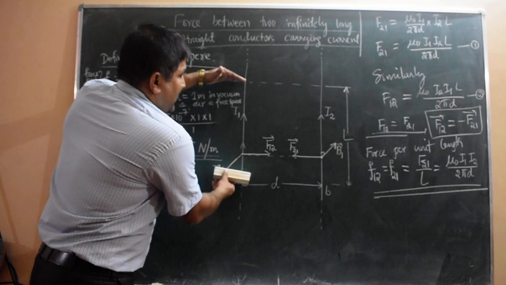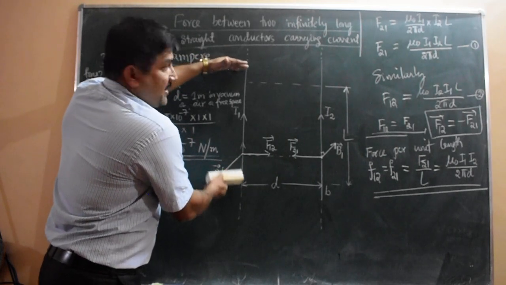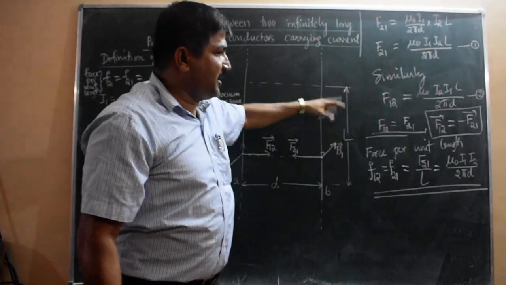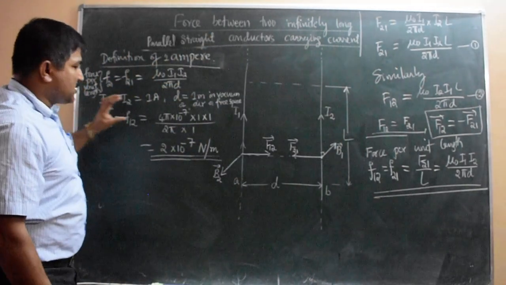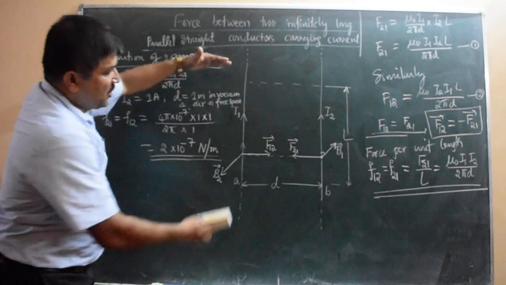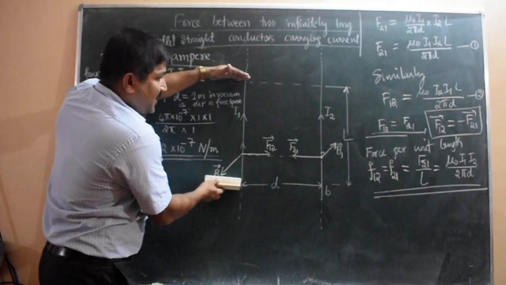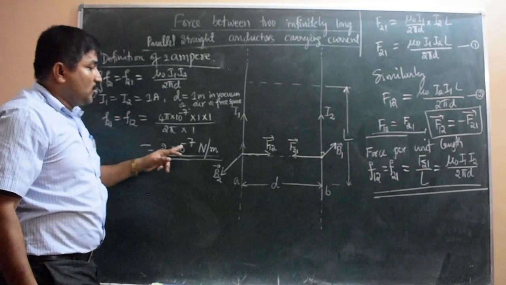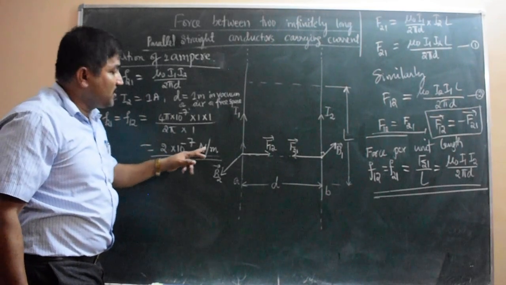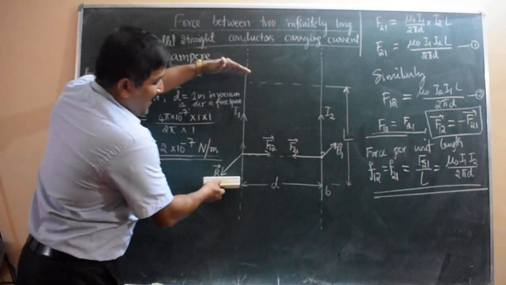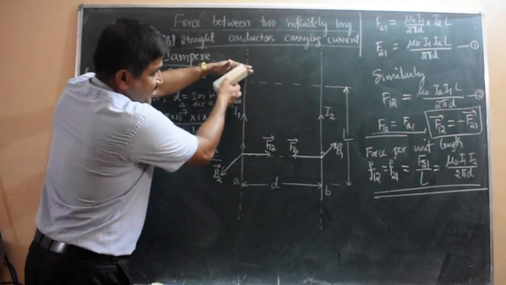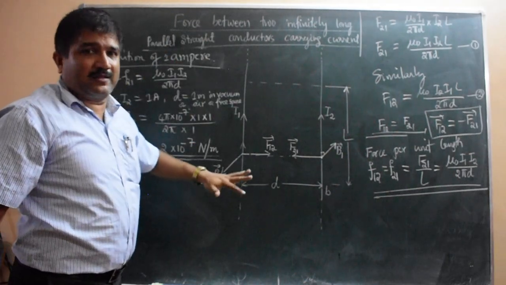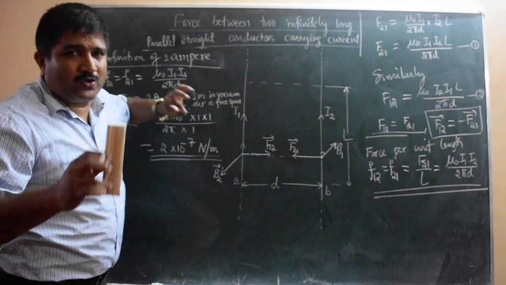Now force per unit length. You take 1 meter length of this conductor, from here to here, say 1 meter. L is 1 meter. Then what is the force per unit length? Force on each segment of this conductor will be equal to 2 into 10 power minus 7 Newton per meter. That means a 1 meter segment of this conductor. It is infinitely long, it may be 100 kilometer length, but I don't want that one.